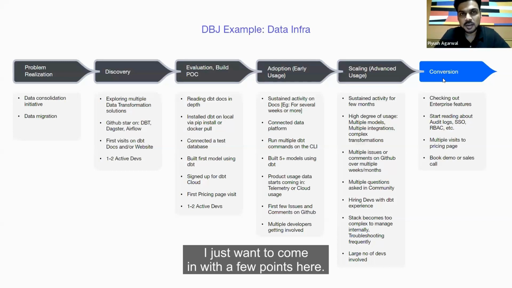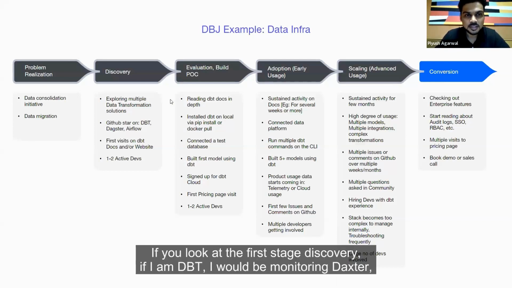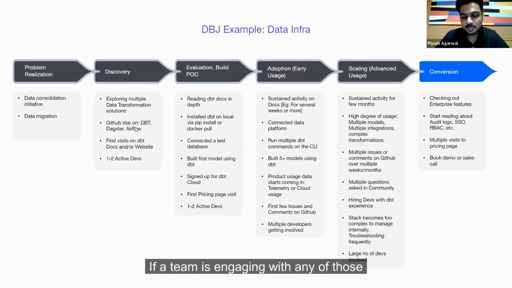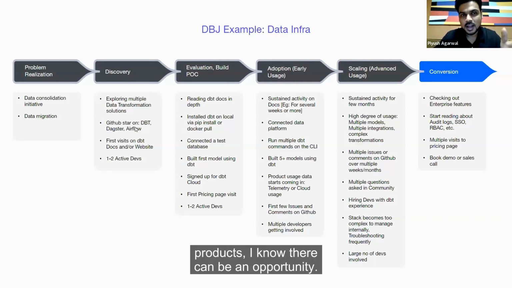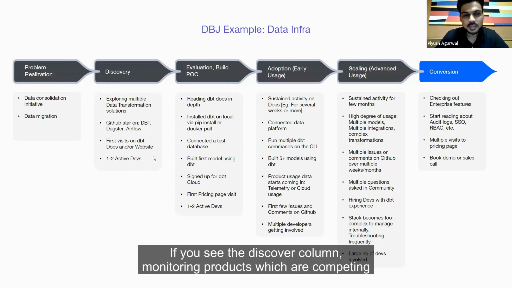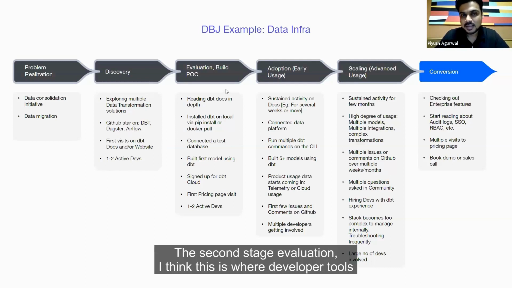And Shalini, I just want to come in with a few points here, right? Now, this journey is very custom for DBT. So I wanted to highlight a few things here. If you look at the first stage, discovery, if I'm DBT, I would be monitoring Dagster, Airflow, every other product in my category. And if a team is engaging with any of those products, I know there can be an opportunity. I want to be discovered. So if you see the discover column, monitoring products which are competing with you, which are relevant for you, is very important.